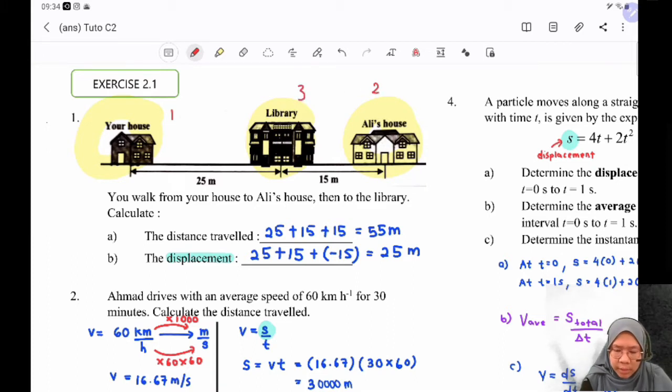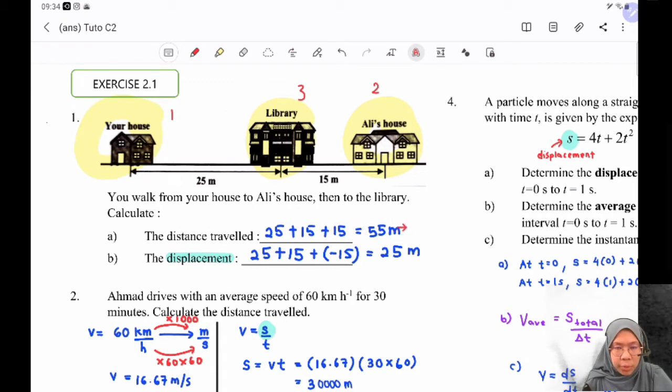Right, so the distance travel. Kalau kita kata distance ni, distance adalah skala kuantiti. Dia tidak melibatkan direction. Okay, so dia akan total semua perjalanan yang telah dibuat oleh awak. So daripada 25 plus 15, lepas tu dia patah balik lagi ke library 15. So the total distance travelled is 55 meter.